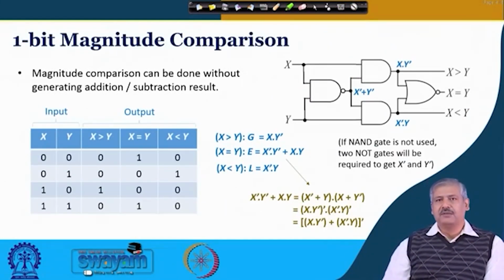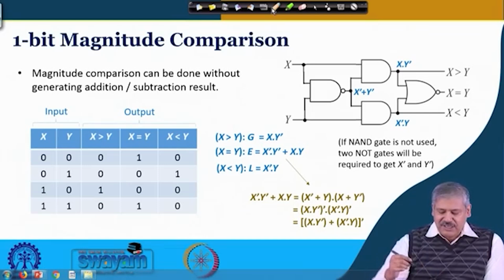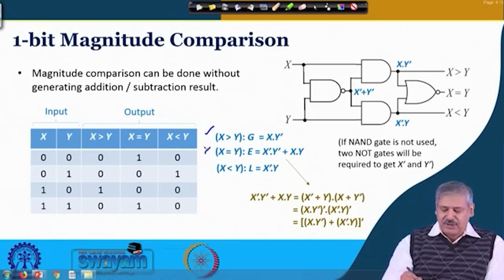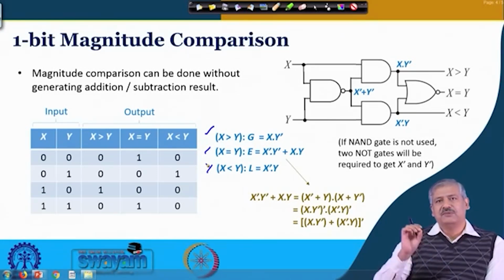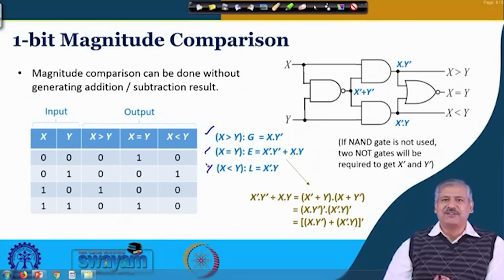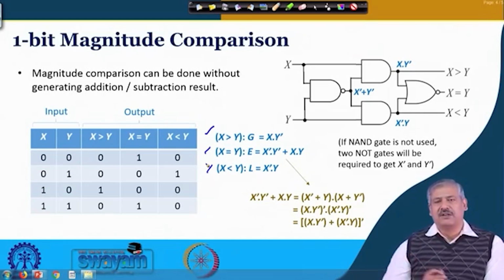So, when we look at magnitude comparison and our objective is to generate only x greater than y, x is equal to y and x less than y, we do not actually need the subtraction result, that is S3, S2, S1, S0. Okay. So, we are doing more than what is expected from us in terms of magnitude comparison of two numbers, isn't it? So, can we use less hardware, another kind of circuit by which we generate only the result that compares two numbers?